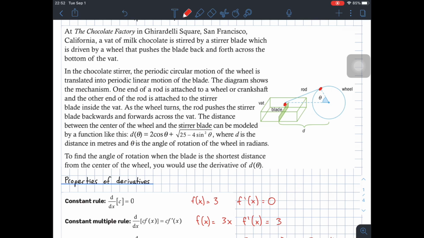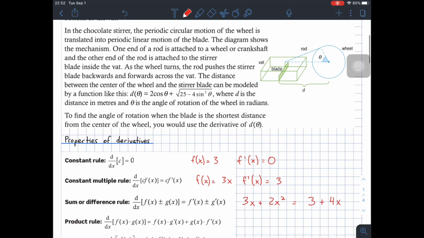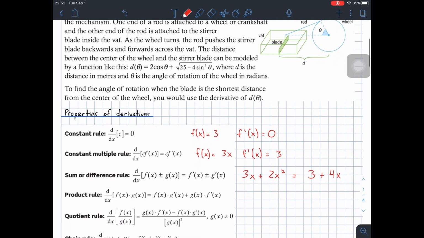The distance between the center of the wheel and the stirrer blade can be modeled by the function, and we can find this by doing a graphical analysis of the situation, but we're not going to do that right now, where d is the distance in meters and theta is the angle of rotation of the wheel in radians. To find the angle of rotation when the blade is the shortest distance from the center of the wheel, you would use the derivative of that function. Okay, so in this particular situation, you will have to apply derivatives of trigonometric functions because we have cosine and sine in this case.